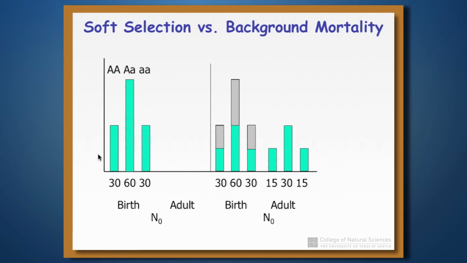And over here, we have the same population at birth with 30, 60, and 30 individuals in the different genotypes. Here what happens is the total amount of death is exactly the same as it would have been with background mortality. It's just that we redistribute the background mortality so that the genotype that's selectively favored has less of the background mortality than do the types that don't.